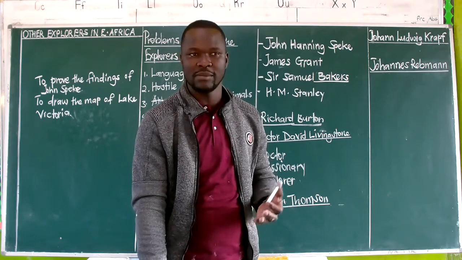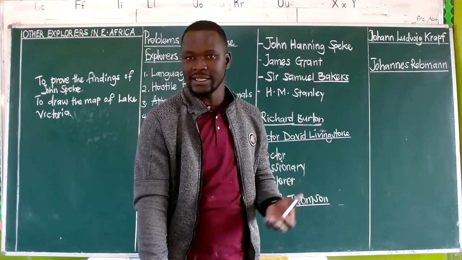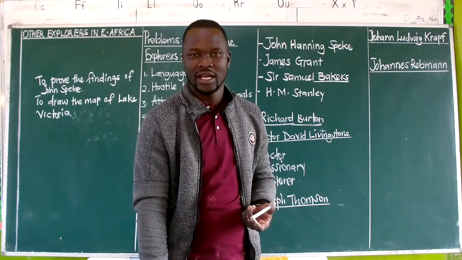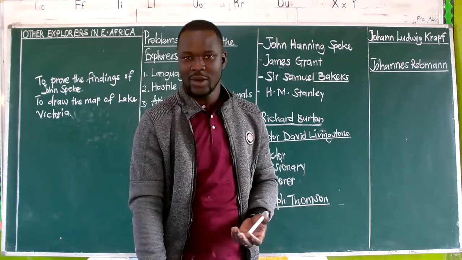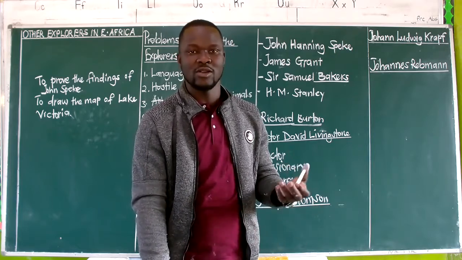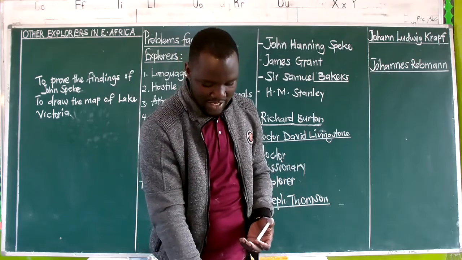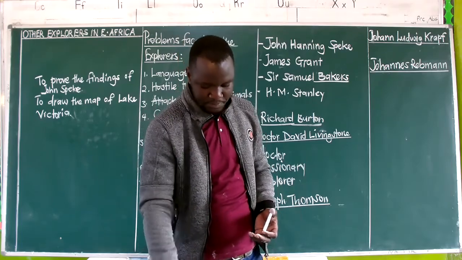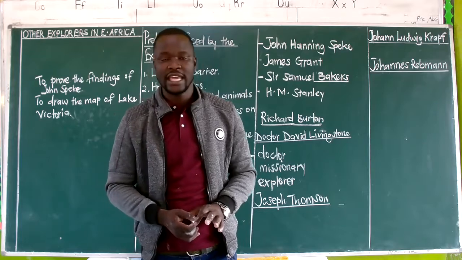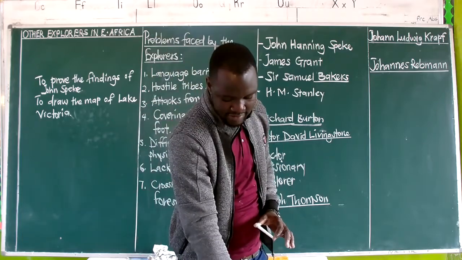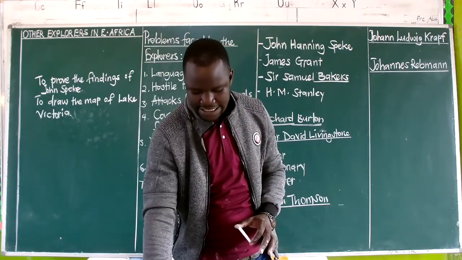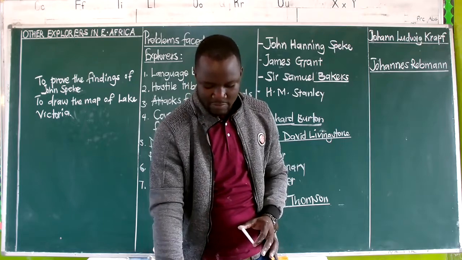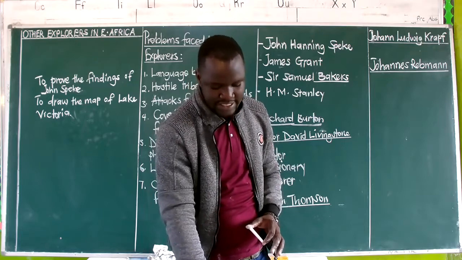Though some of them came as two or three in one. One is an explorer, at the same time a missionary. One is an explorer, at the same time a doctor. So all that we need to understand. That will take us to the exercise which we have running from page 15. We have the exercise running from page 15 up to page 18.